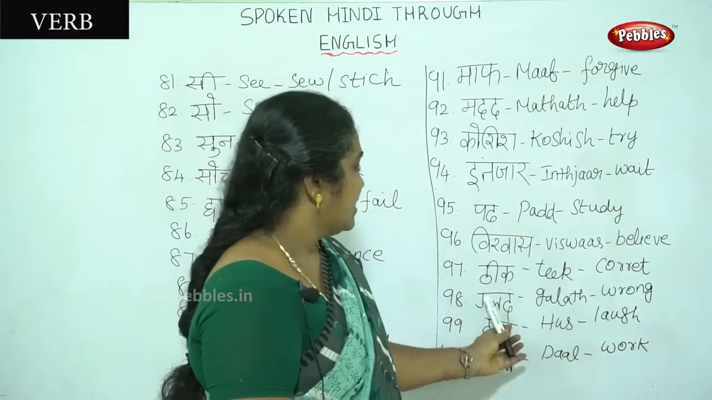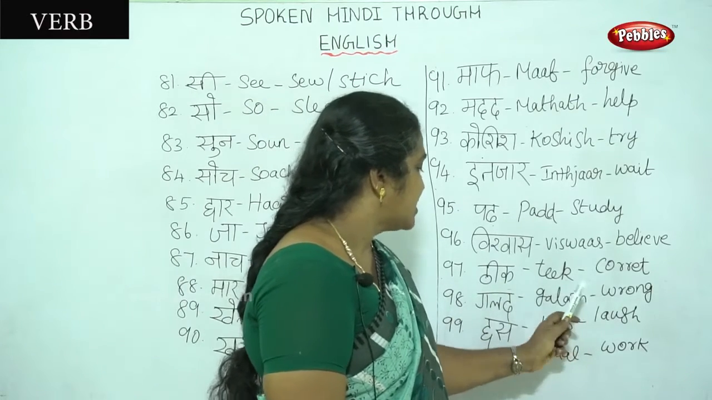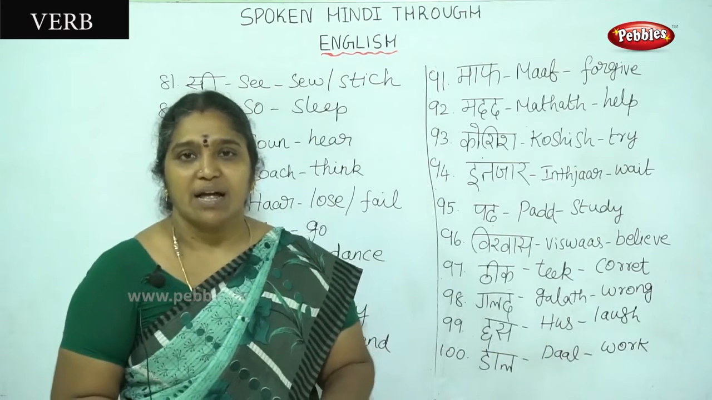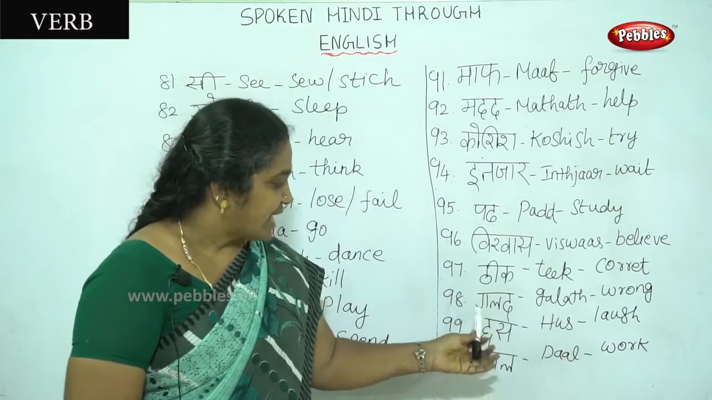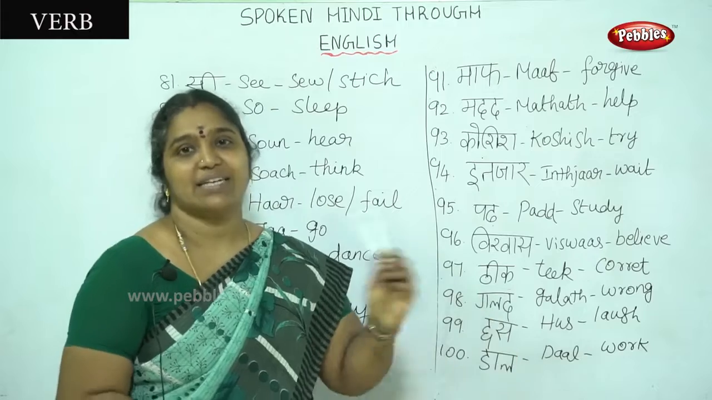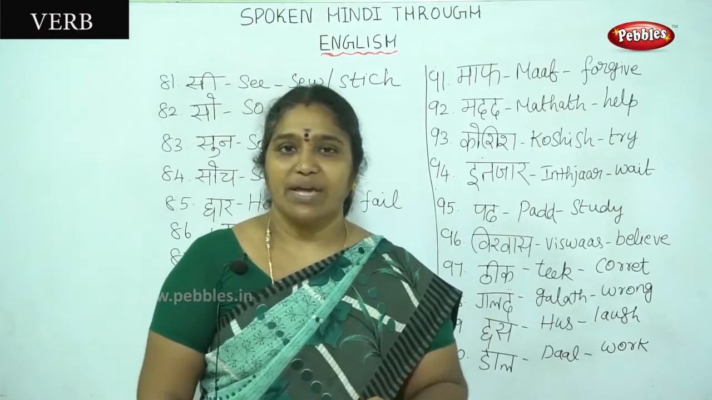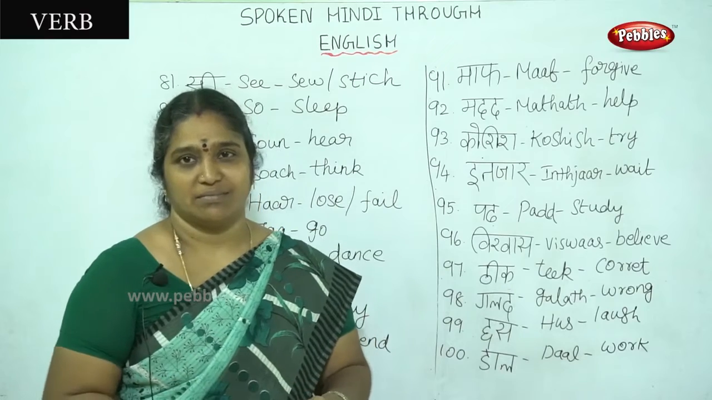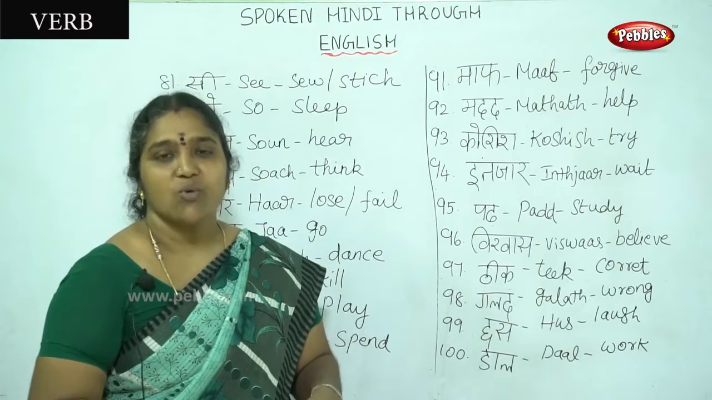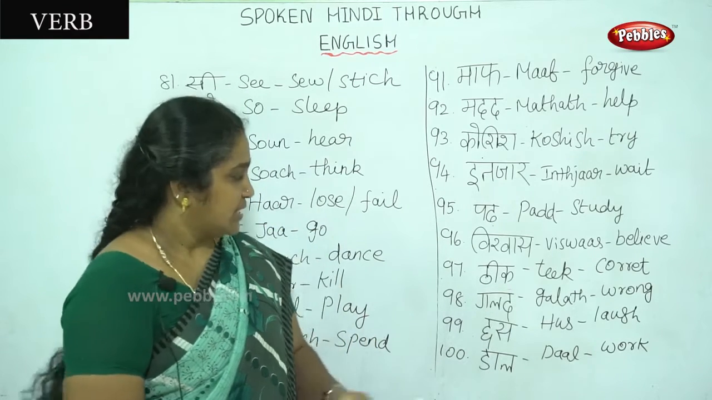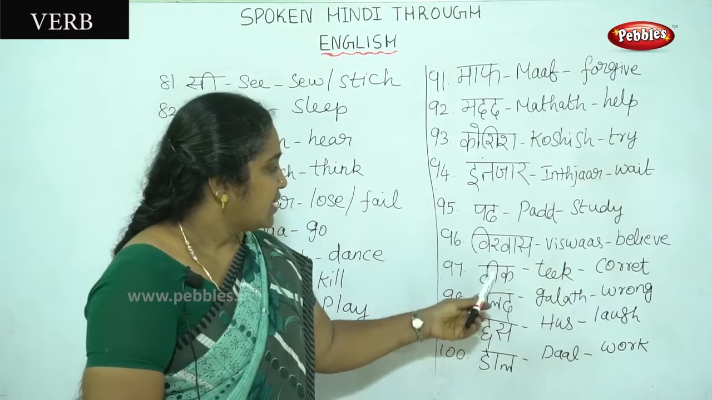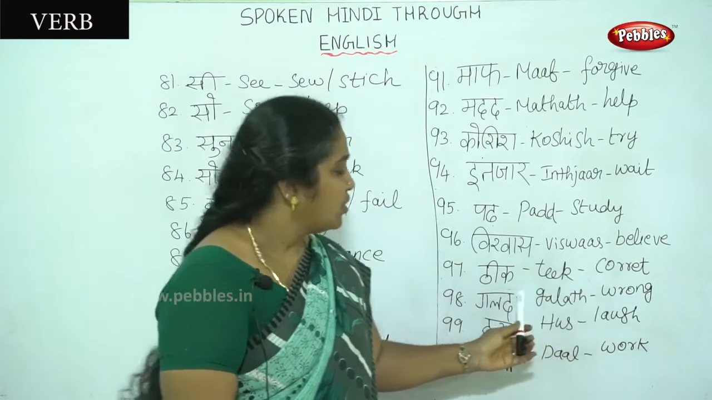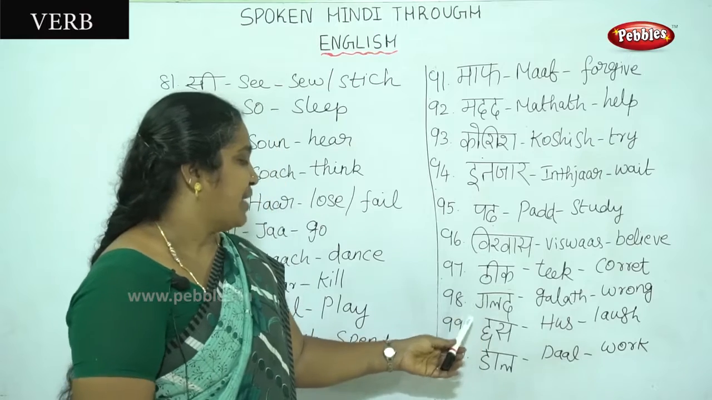Then 98 is galat. The pronunciation is galat. The meaning is wrong. Similarly we can say आप गलत कह रहे हैं, which means you are wrong. These are opposites, correct and wrong. You have to use them in the respective places.